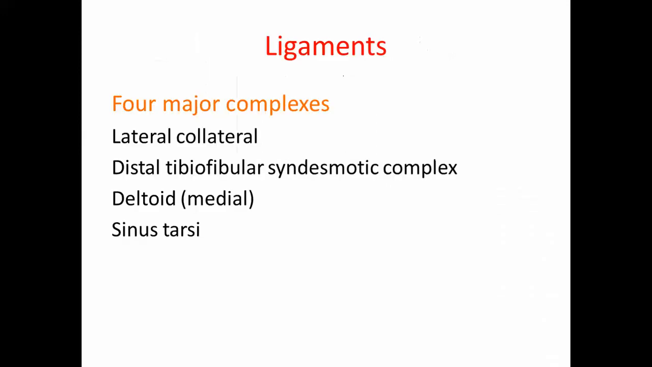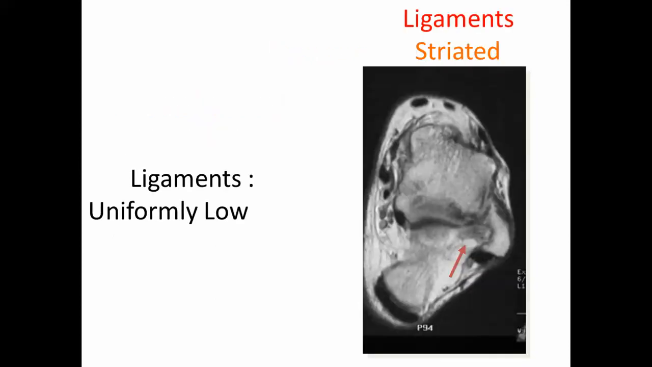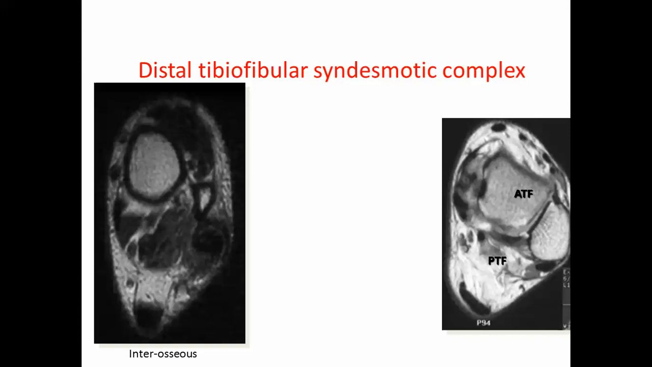It's an intraosseous lipoma. Now the ligaments around the ankle are four groups, either on the lateral aspect, medial aspect, or in between the bones, and then we study the sinus tarsi. On the lateral aspect, generally ligaments appear striated. We will start with the distal tibiofibular, which connects the bones with each other.